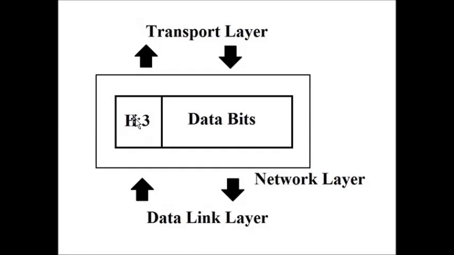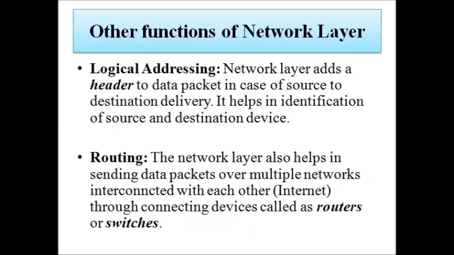This header serves the purpose of identification of the sending and the receiving device. It is a unique address, and each system or device is allotted a specific unique address which is denoted by the header. It helps in identification of the source and the destination device involved in the data exchange. And the next function of the network layer is routing.